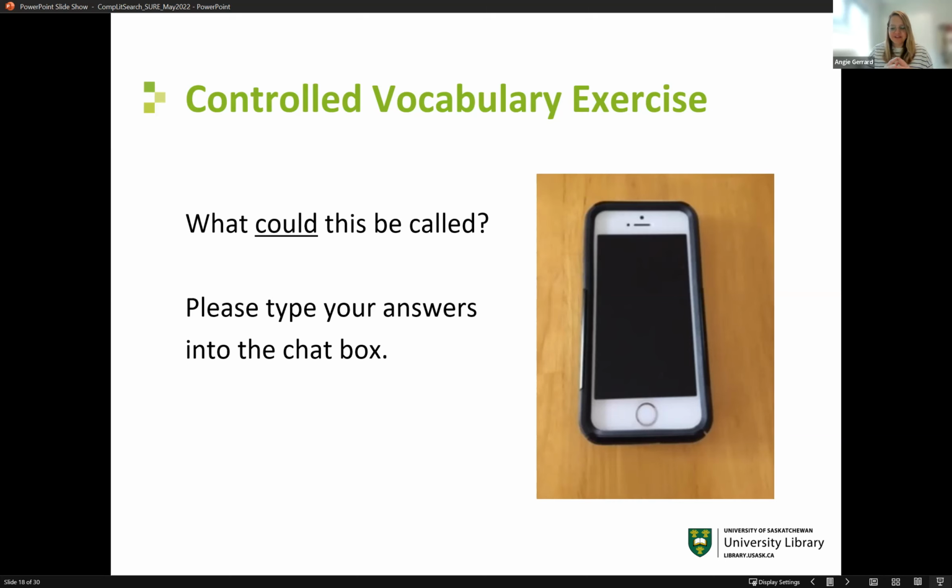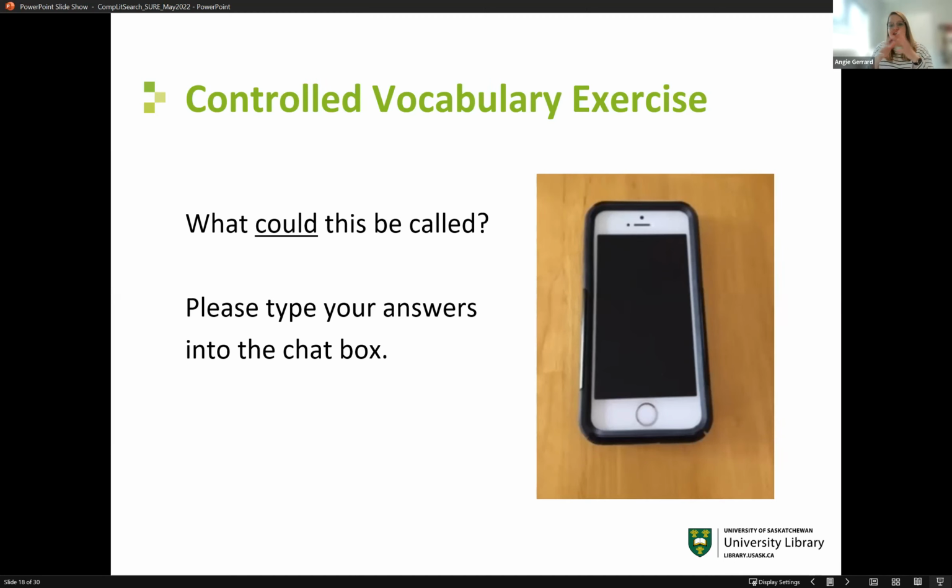I'll give people a second to maybe put their answers in the chat box. Right? So some people have said iPhone, cellular device, a cell phone. Someone might just call it a phone, right? Because who's got a landline anymore? And that idea of the concept chart is, that's when you'd start writing these down, right?